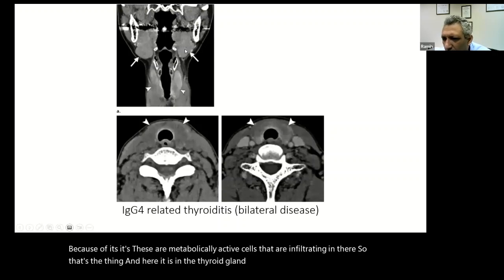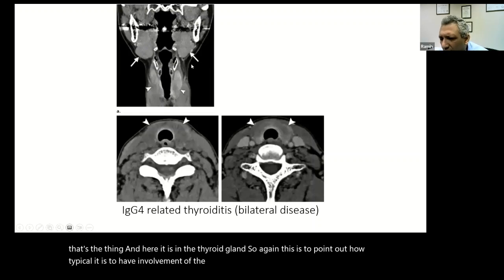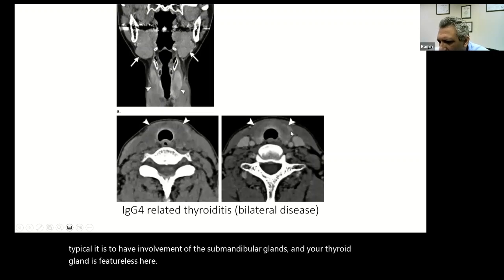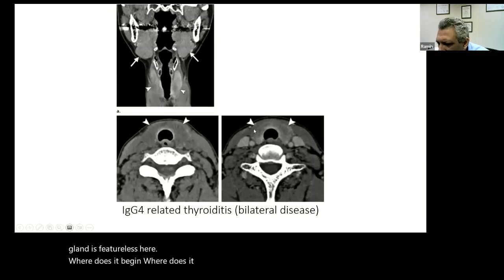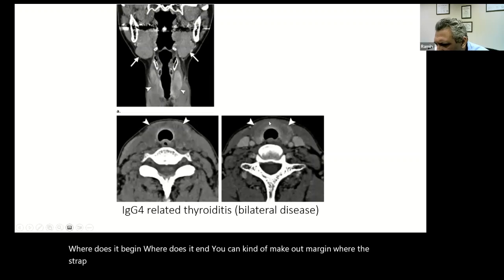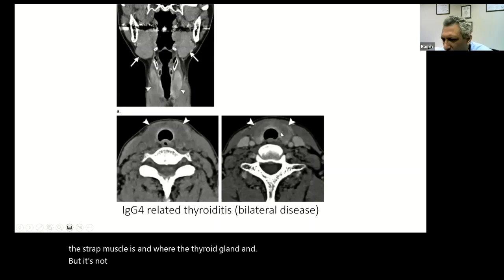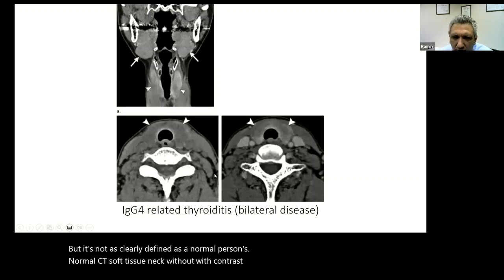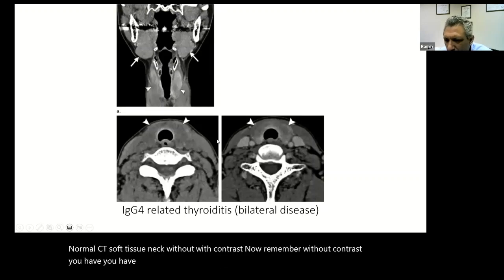So again, this is to point out how typical it is to have involvement of the submandibular glands. And here, your thyroid gland is featureless. Where does it begin? Where does it end? You can kind of make out the margin where the strap muscle is and where the thyroid gland is, but it's not as clearly defined as in a normal person's CT soft tissue neck without or with contrast. Now remember, without contrast, you have iodine in the thyroid. You should be able to see your thyroid gland pretty well even without contrast.